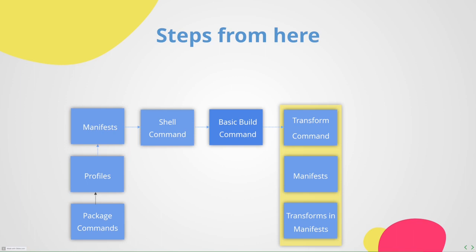Having learnt the basic build command, what can you do from here? The next step is that you can use the transform command. So transformations allow us to build local variants of packages. We can do that either from the command line or in manifests, and then we can have transformations within those manifests to build our own local versions of packages.